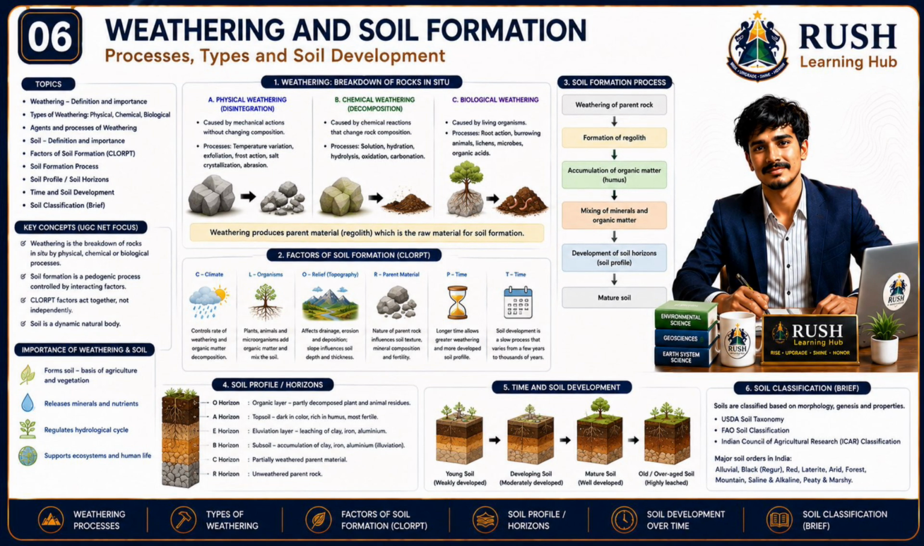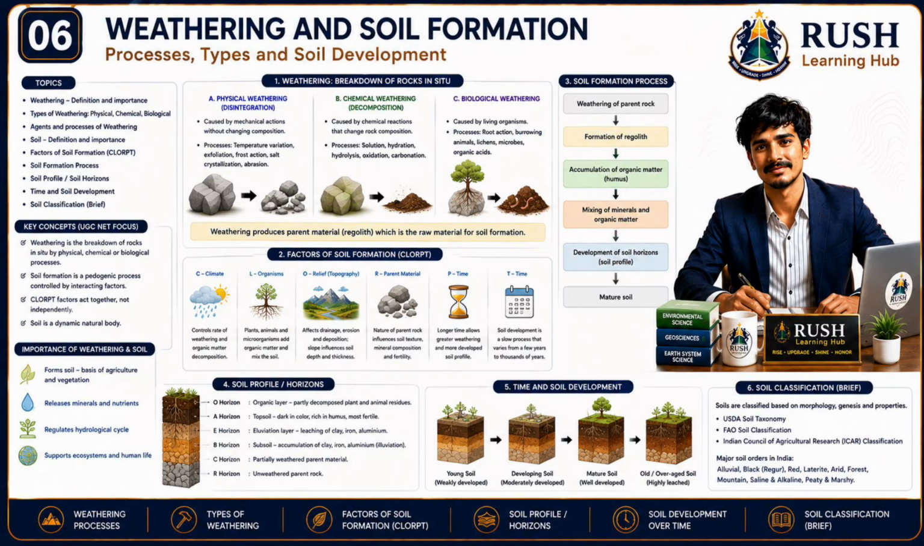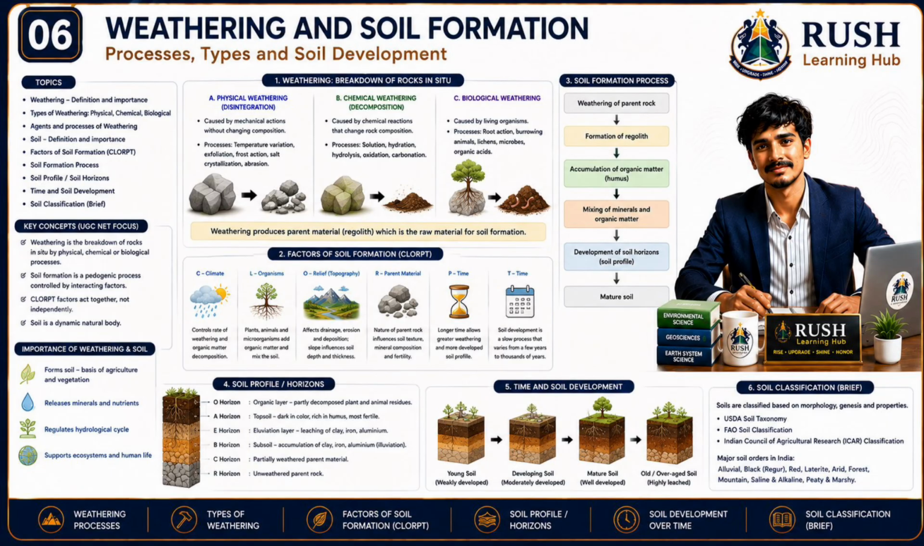Living organisms contribute organic matter and nutrient cycling. Time determines the degree of soil development. During soil formation, weathered rock particles combine with organic matter to produce a layer called regolith. Continuous weathering and biological activity eventually lead to the development of distinct soil horizons.